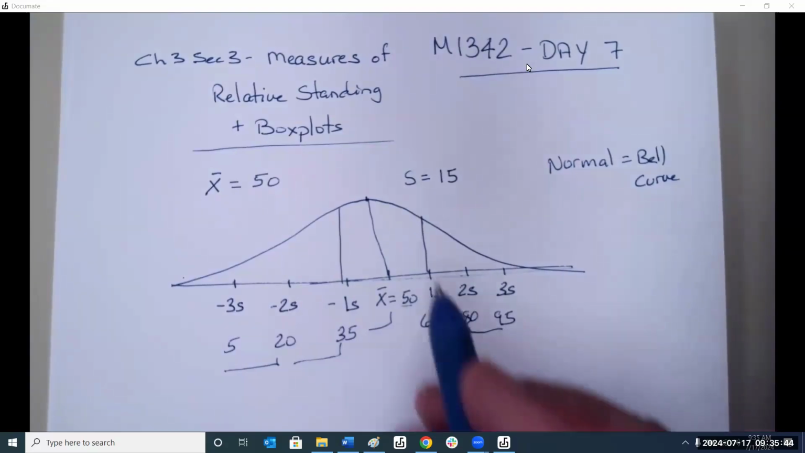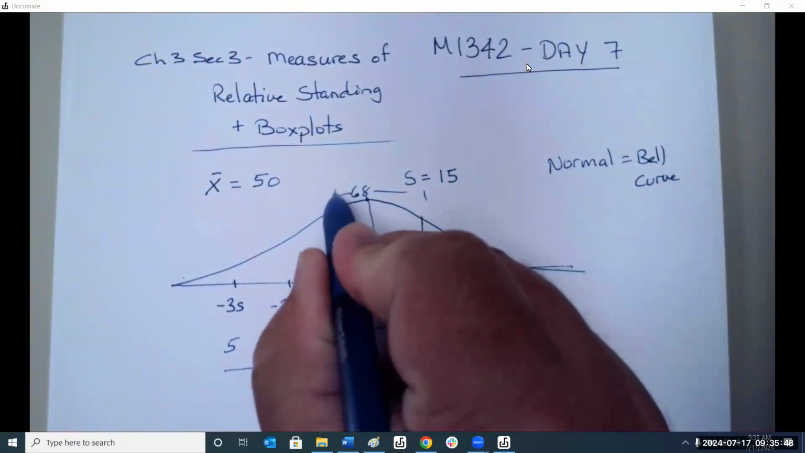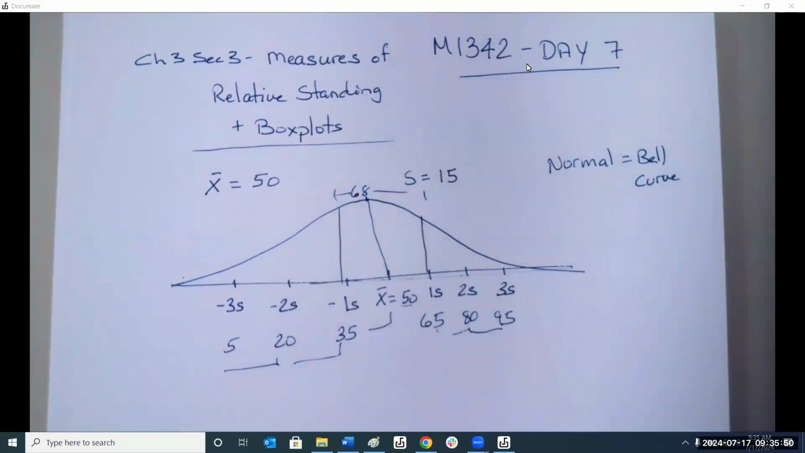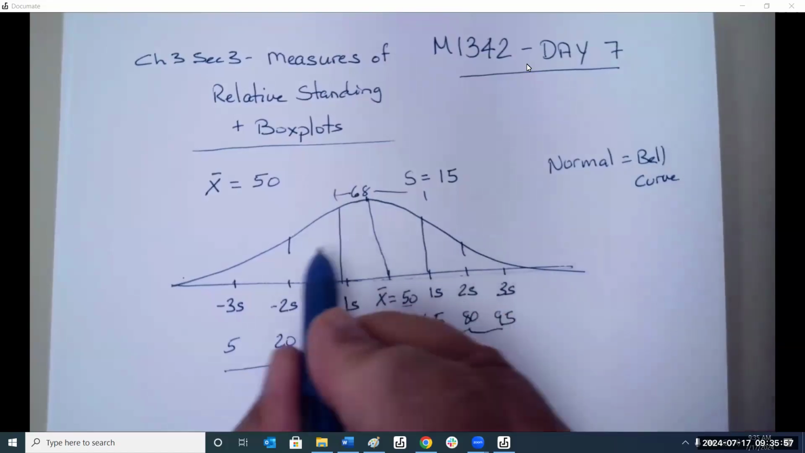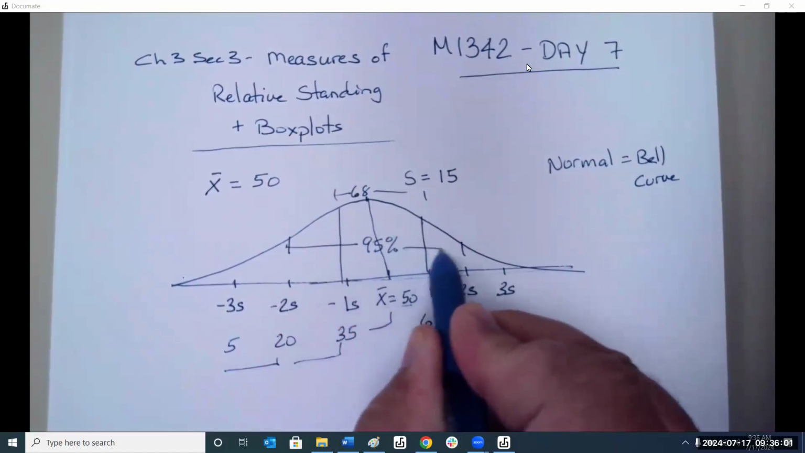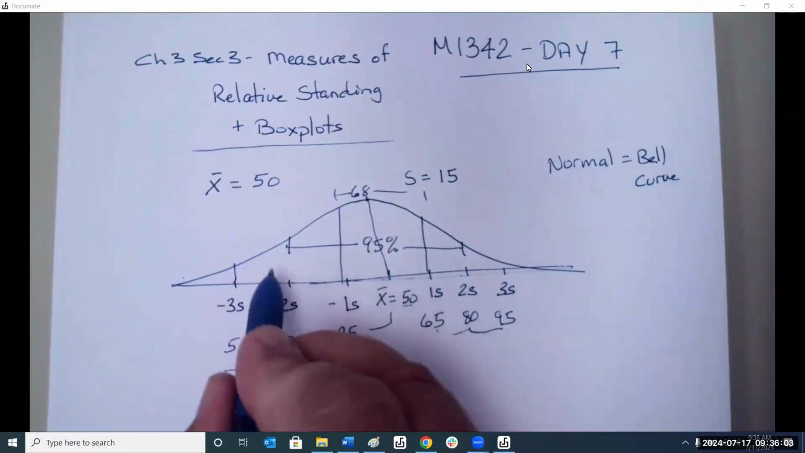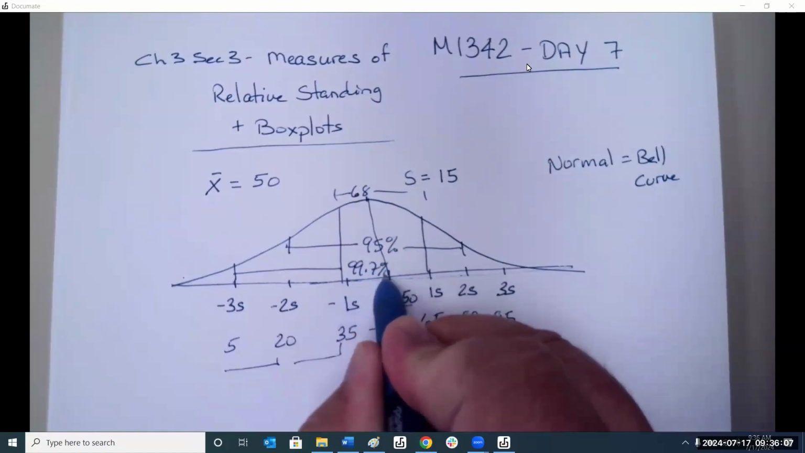Review your notes. 68% of your data falls within one standard deviation from the mean. Within two standard deviations, 95% of your data falls within there. And within three standard deviations, we have 99.7.